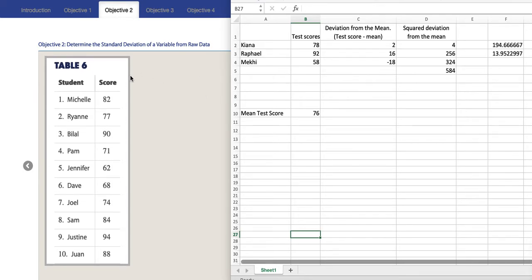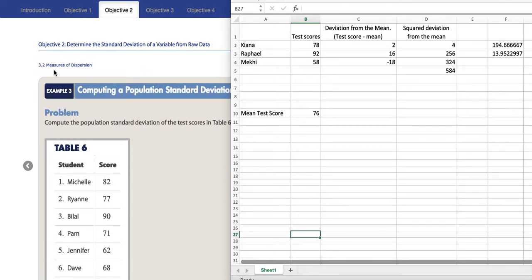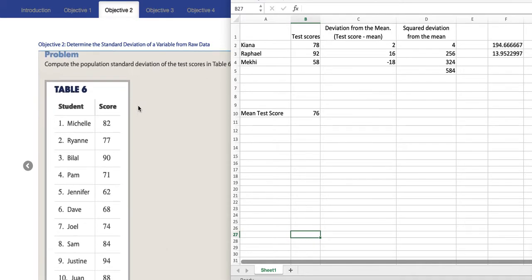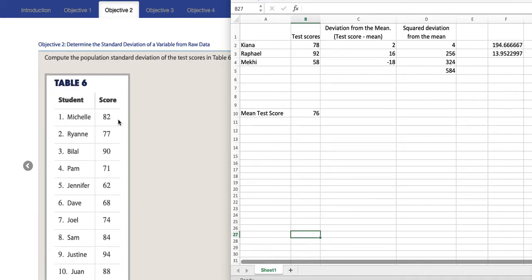So I looked up in the text, in section 3.2, which is part of the homework for Module 1, they have this example. And I'm just going to make my example a bit more simple. So I just chose 3 test scores for 3 different students.